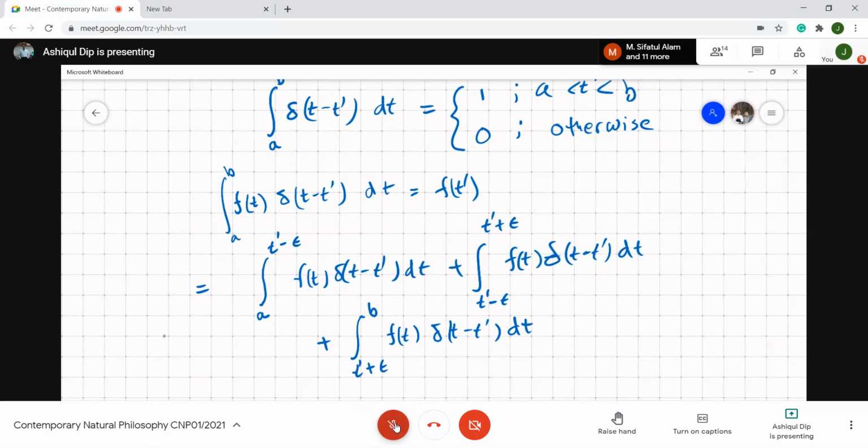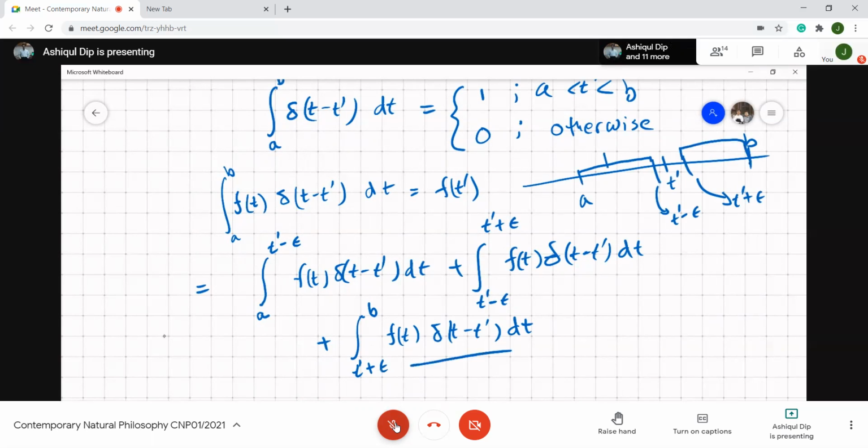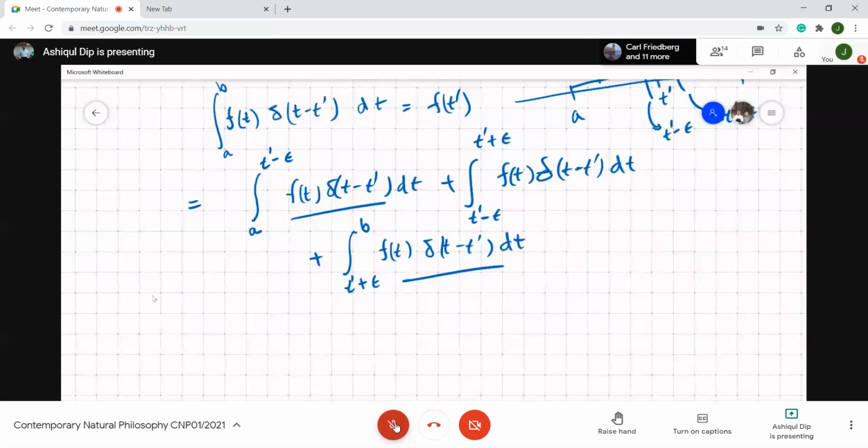So as we can see, t′ falls outside of the limit a up to t − epsilon. If we draw the number line, here is our a, and probably here is our t, and minus epsilon, so t′ − epsilon, t′ + epsilon. In this limit, t′ is outside of this limit and outside of this limit. So for this integration and this integration, we get exactly 0, right? So we have to take care about the other one.